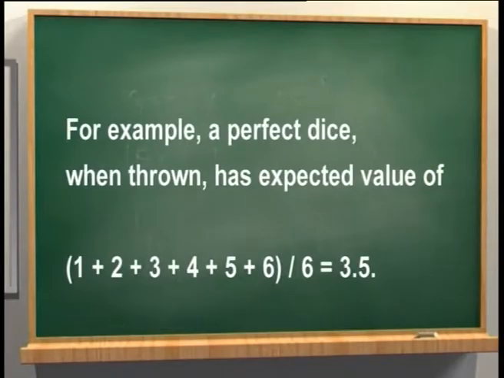Thus, the variance is a measure of the amount of variation in the values of that variable, taking account of all possible values and their probabilities or weightings, not just the extremes which give the range. For example, a perfect die when thrown has an expected value of (1 plus 2 plus 3 plus 4 plus 5 plus 6) divided by 6, that is 3.5.